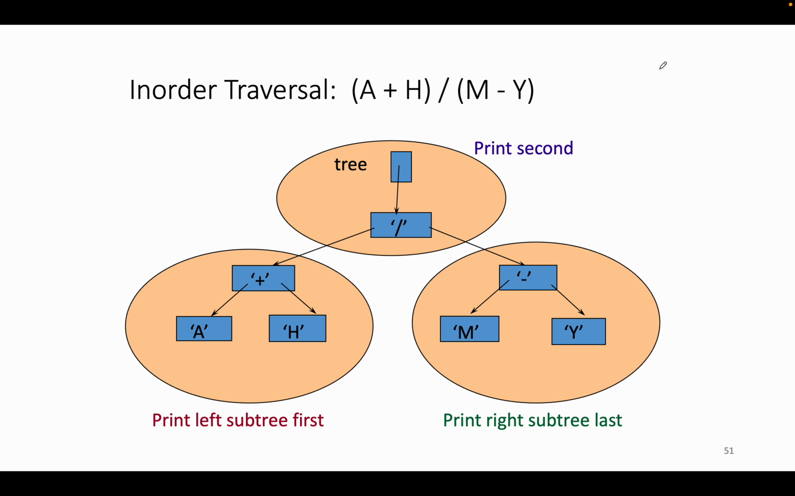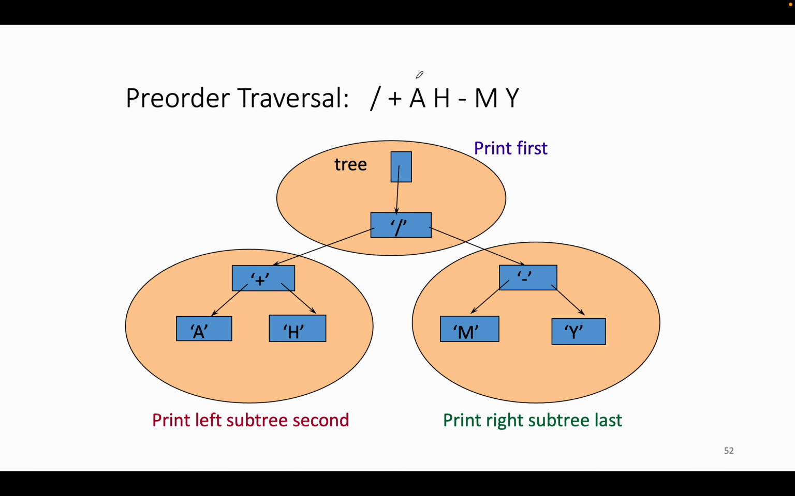Okay, let's see a little bit together, like in order. In order, what are we going to do? In order, we will print the left subtree first, and then print the root second, and print the right subtree last. So this will be a plus h divided by m minus y. So this will be in order. In order means the operation is in between. Pre-order means the operation is in the front.